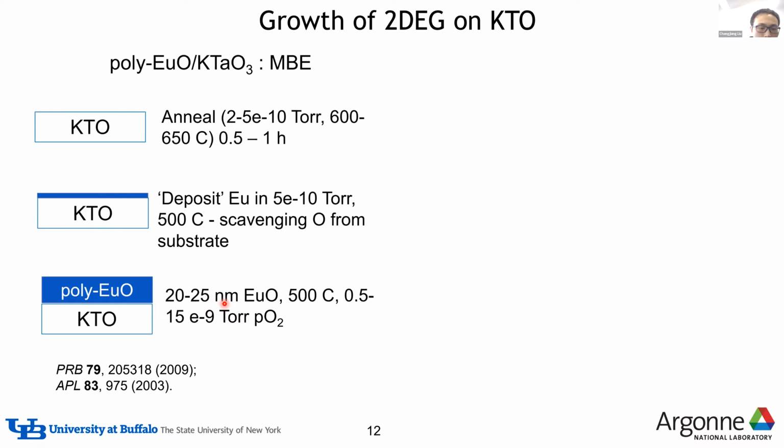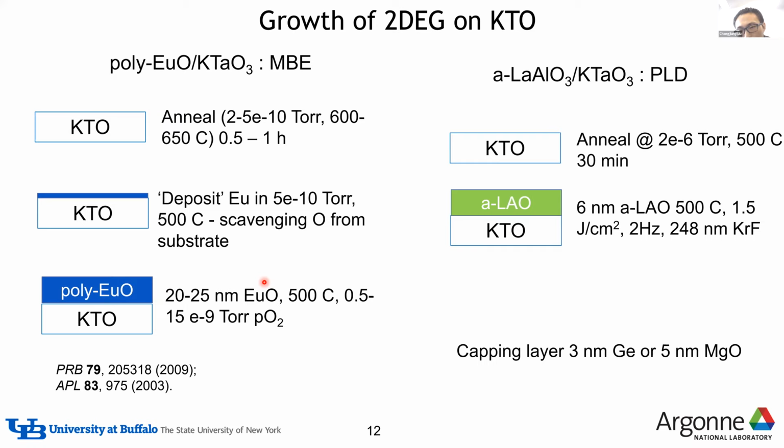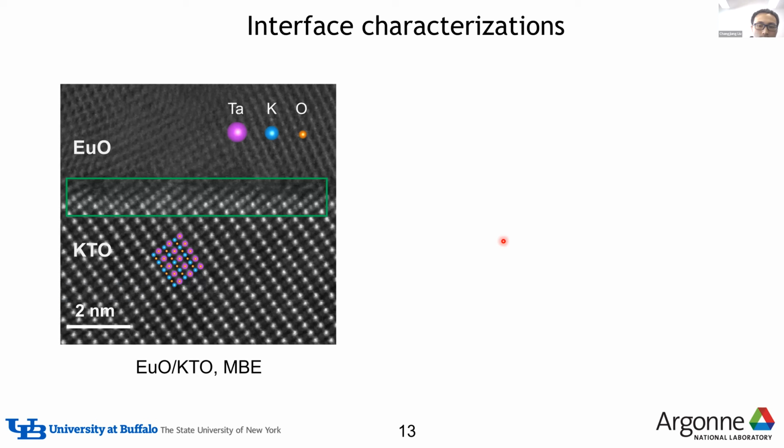After that, we deliver oxygen into the chamber. Eventually, the europium layer will be grown as europium oxide. Another oxide material we tried is lanthanum aluminum oxide, just like LAO/STO. This was done using PLD growth. In both cases, we were able to get a two-dimensional electron gas at the interface.